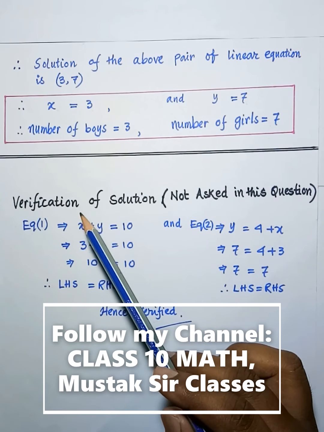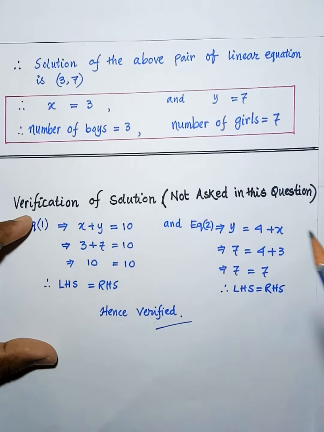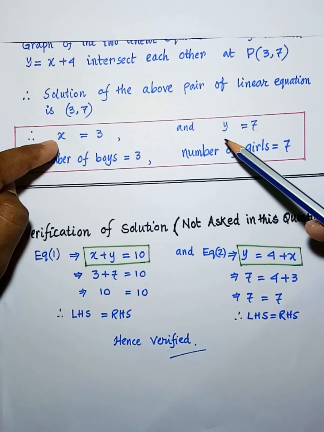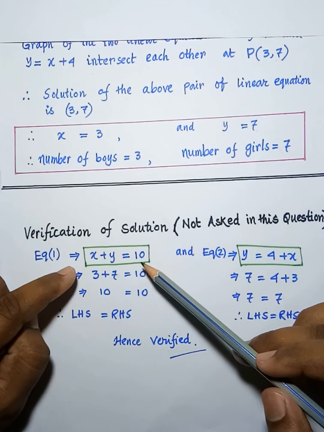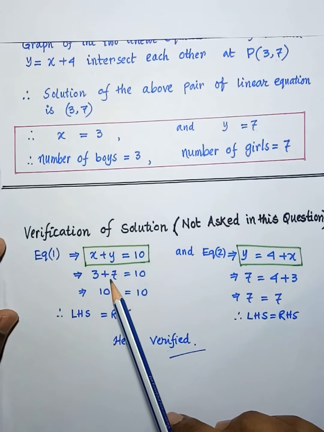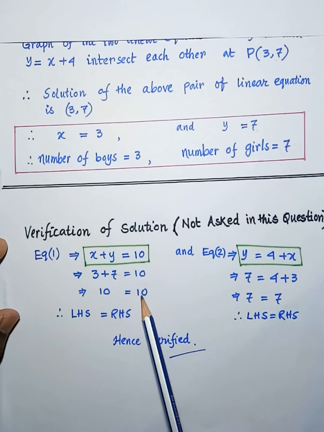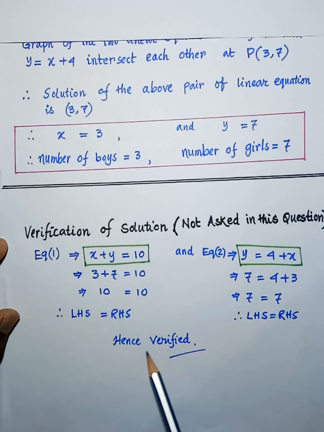Verification of solution was not asked in the question. This part you have to do only when it is asked. If you put the obtained values of x and y, that is the number of boys and number of girls, in equation 1 and in equation 2, you will see that the left hand side after calculation and right hand side will be equal. Same in equation 2, left hand side and right hand side will be equal. Hence it is verified.